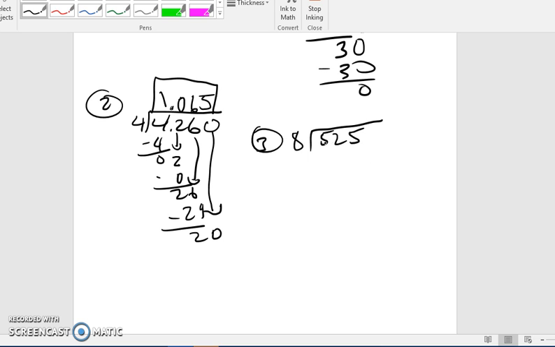So how many groups of 8 can you take out of 5? I can't. How many groups of 8 can you take out of 52? How about 6 of them? 6 times 8 is 48. So when I subtract, I get 4. I bring my next number down.